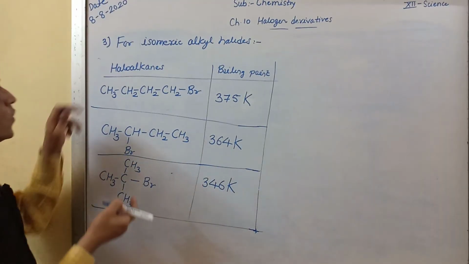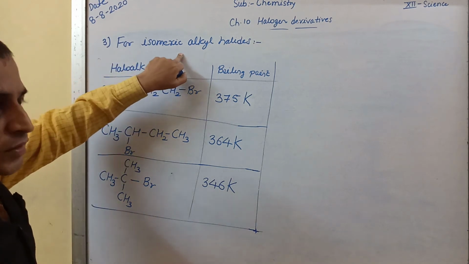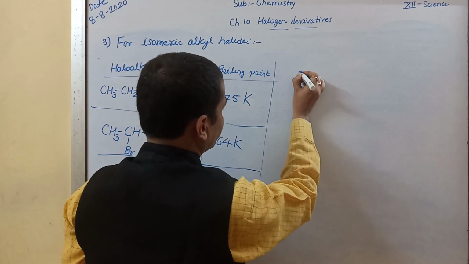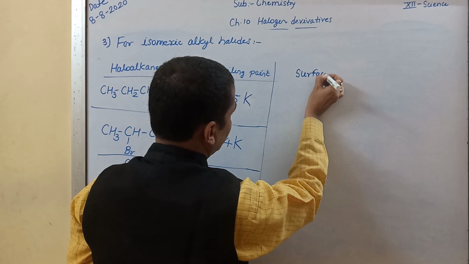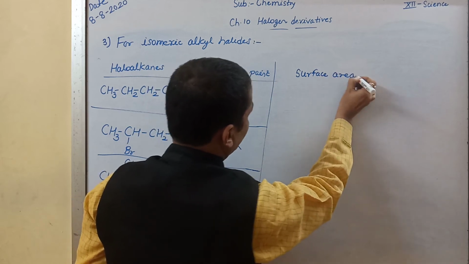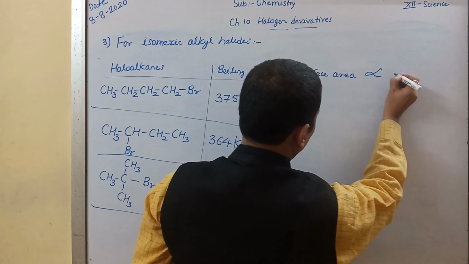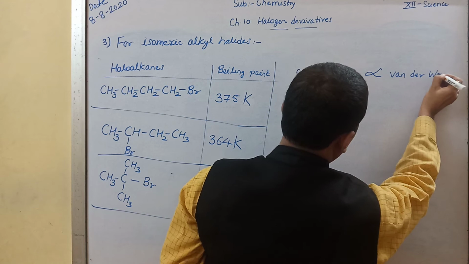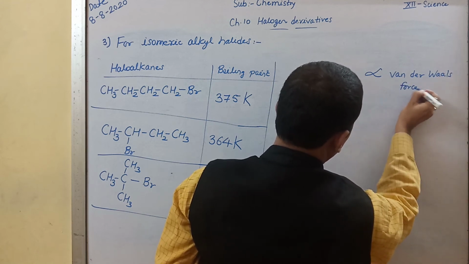Now come to this point, that is, for isomeric alkyl halides we have to study boiling points. You remember 2 points, they are very important. First one is surface area. Surface area is directly proportional to van der Waals forces.